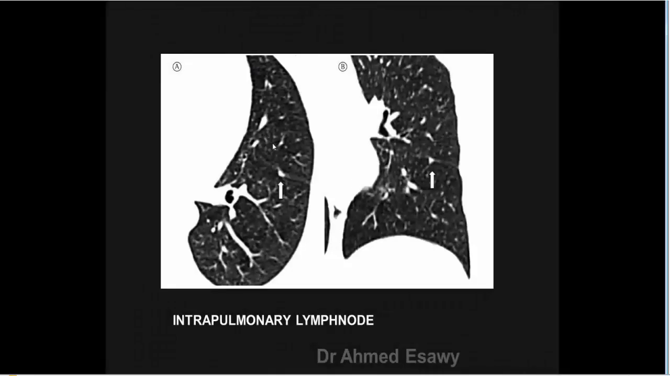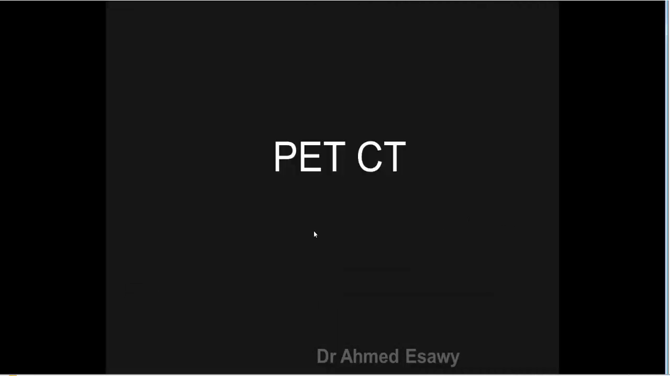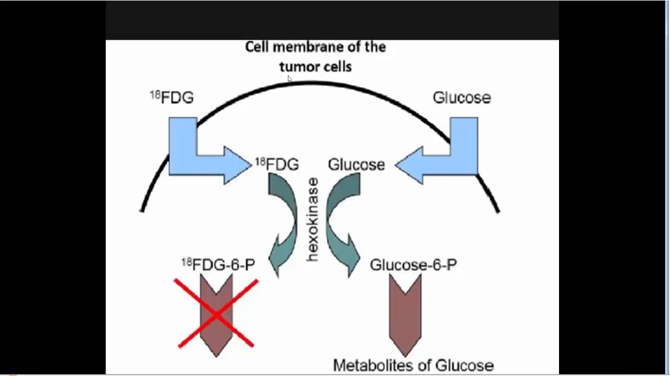Intrapulmonary lymph node may present as a solitary pulmonary nodule. Role of PET CT in solitary pulmonary nodule. This diagram demonstrates how PET works. We use fluorodeoxyglucose 18 to enter the cell.